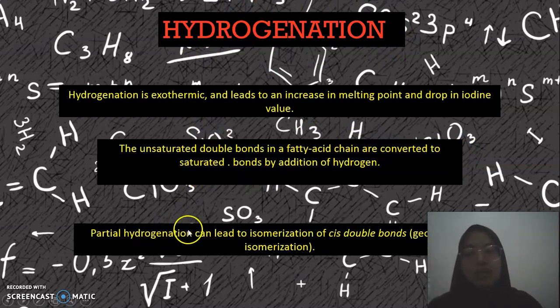And then for hydrogenation, we have two types: partial hydrogenation and also complete hydrogenation. Partial hydrogenation can lead to isomerization of cis double bonds. This is a geometrical isomerization.